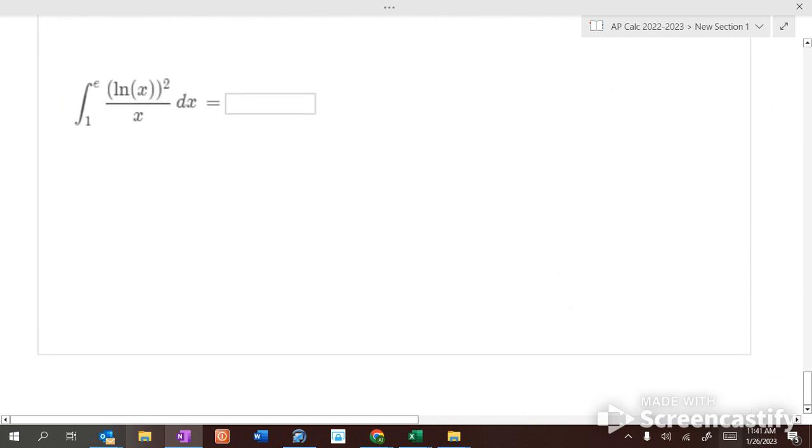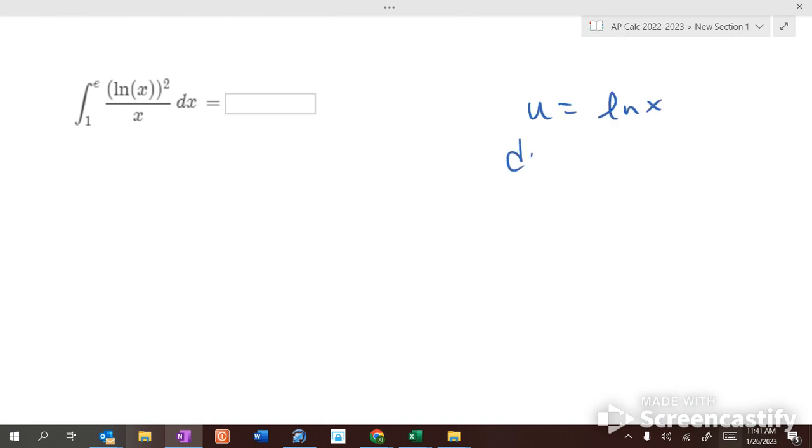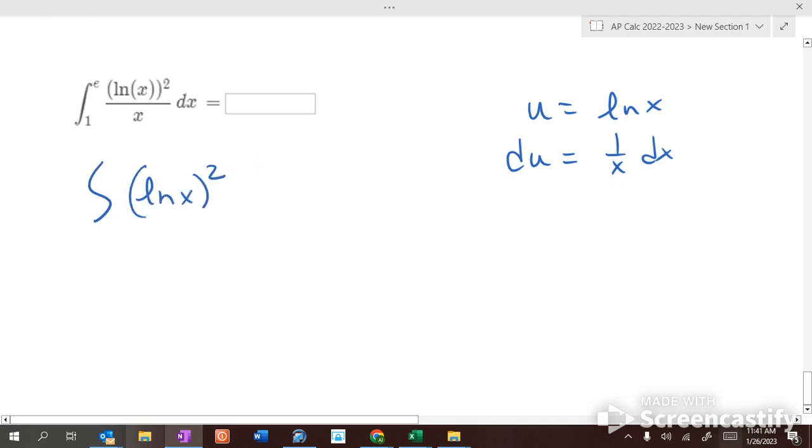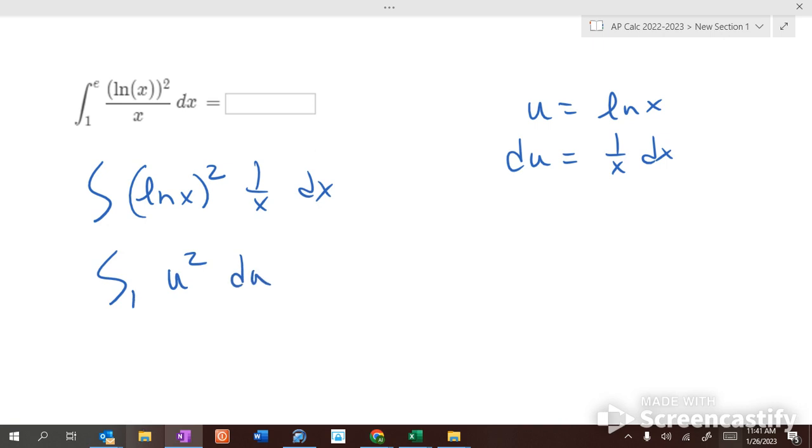Okay. This one is not a trig one. So let's just do this one. Ln of x is u. What's du? 1 over x dx. So this is really the integral of ln of x squared times 1 over x dx, which is the integral of u squared du from 1 to e. So how do we do that? How do we integrate u squared?